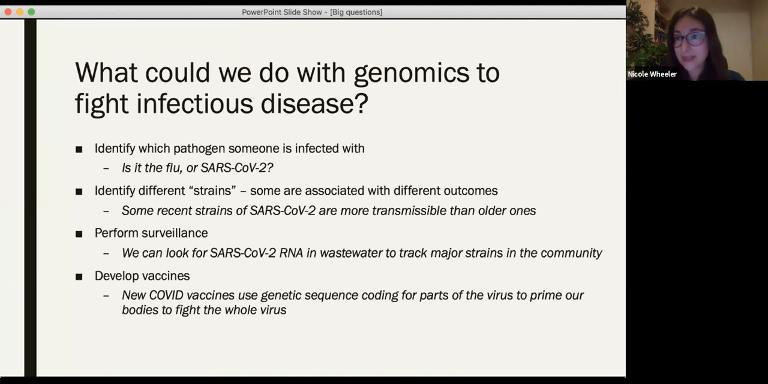You can also do surveillance to see what's going on in your community and around the world. For instance, some people are looking for genetic material of SARS-CoV-2 in wastewater to see the general load of the virus in people's wastewater, and also what the major strains are across the community without having to sample every person in that community. And lots of people picked out that you can develop vaccines with genomics. So these days we're able to prime the human body with bits of genetic material from a virus that we're interested in to help the human body fight off an entire virus. So that's a really exciting new development.